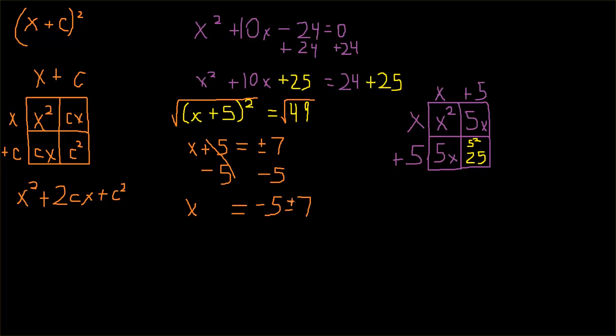This plus or minus 7 is key because the square root of 49 could have been positive or negative 7. So really what this says is we now have two math problems: negative 5 plus 7 and negative 5 minus 7. So let's do each one of those. x equals negative 5 plus 7 is a positive 2, and negative 5 minus 7 would be x equals negative 12.